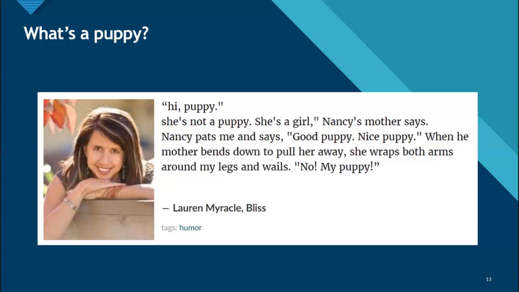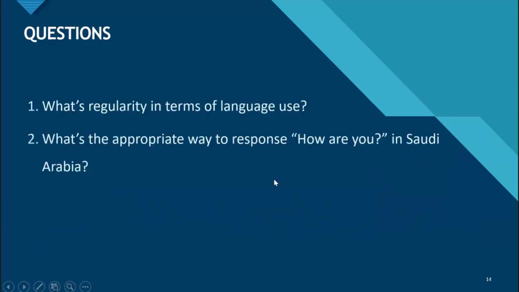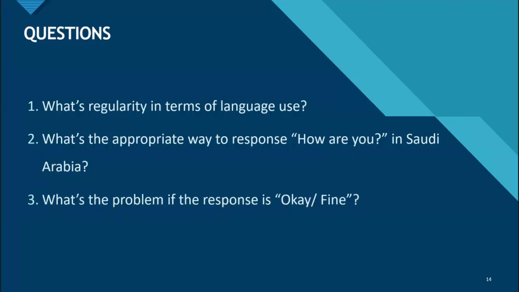I would like you to read your handout, your article in your lesson, in your book, and answer those questions. First, what regularity is there in terms of language use? Second, what is the appropriate way to respond to 'How are you?' in Saudi Arabia? And the third one, what is the problem if the response is 'okay' or 'fine'? And the last one, what are pragmatic ways of practice? I want you to read and give me short answers in 4 minutes only.